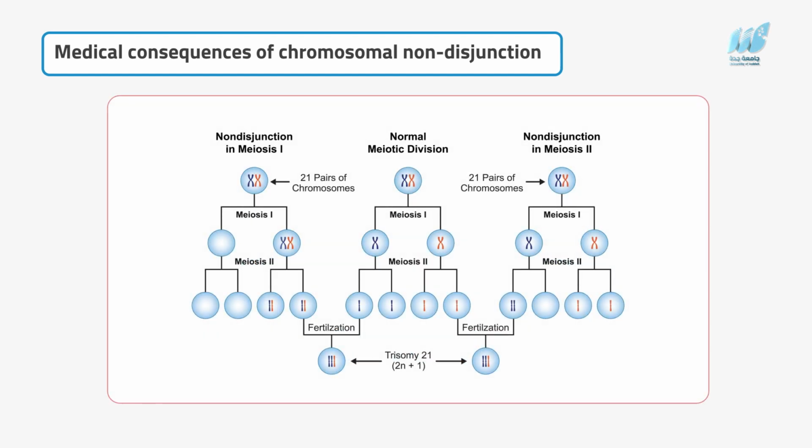Failure to recombine properly can lead to chromosomal missegregation, which we call non-disjunction. It may cause pregnancy loss or an abnormal karyotype such as Down syndrome.